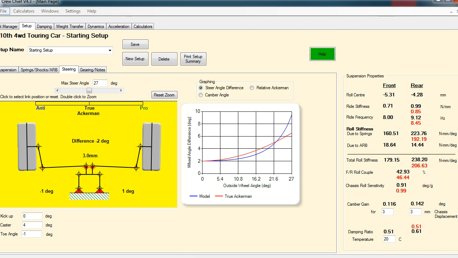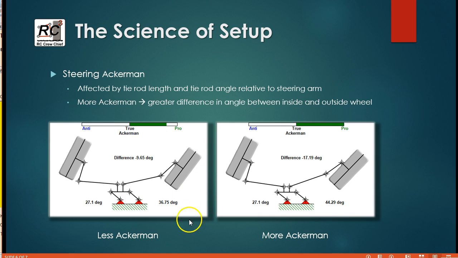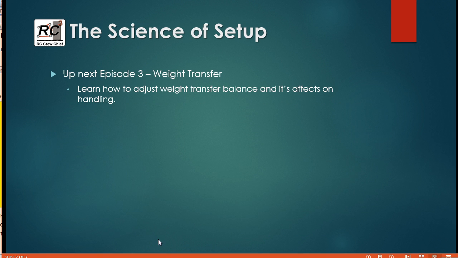Okay, so that's it. Up next, we're going to start looking into more setup details, and we're going to start talking about weight transfer. We're going to learn how we can adjust and control weight transfer balance and what it's going to do to our handling. So stay tuned for episode 3.